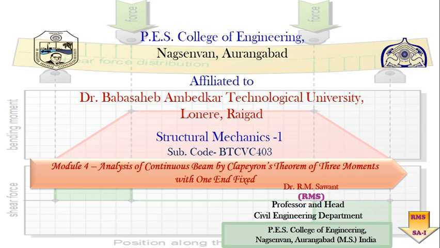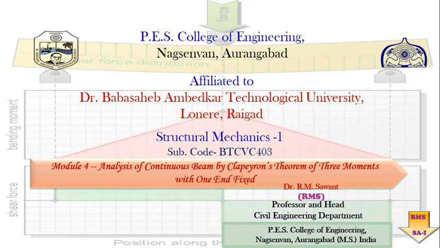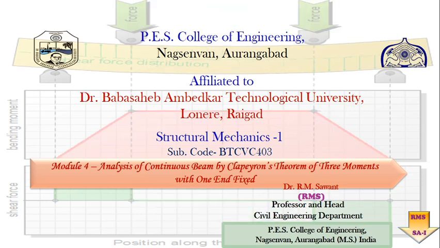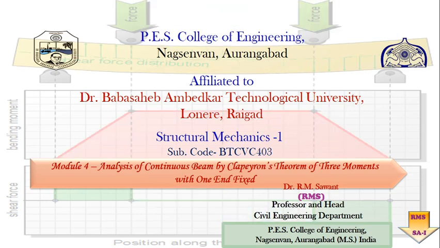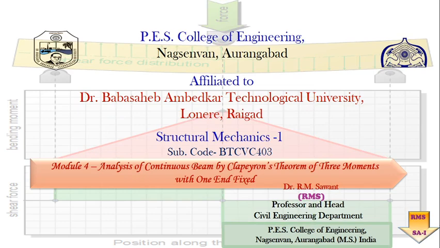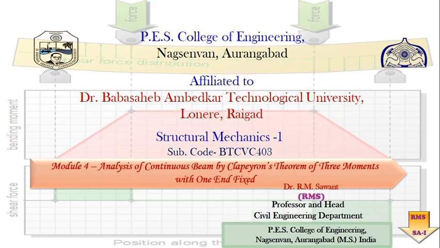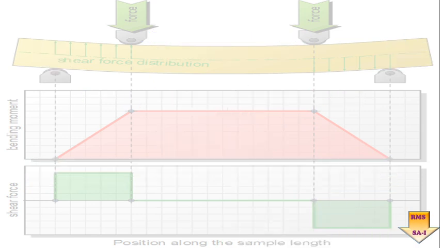As we already know, we are dealing with the analysis of continuous beam by the application of Clapeyron's theorem of three moments. Now today we are going to take another numerical which is based on the continuous beam, of course, but in this case one of the ends will be made as fixed. Let us see what problem we have to analyze today.